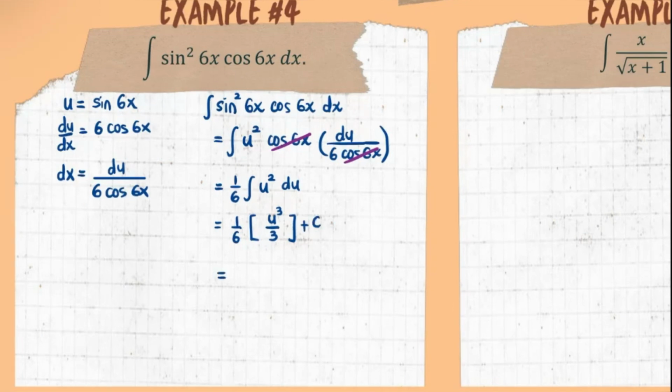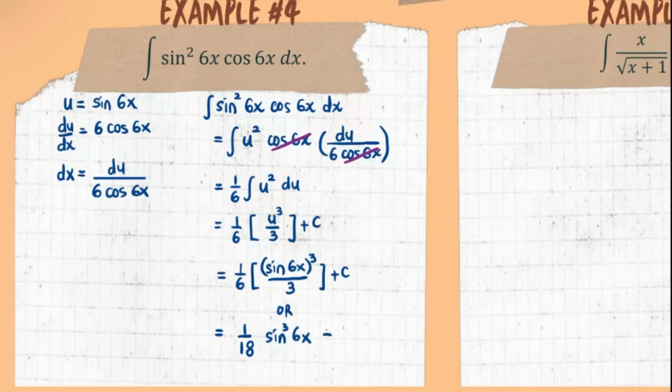And rewrite back in terms of x, it will be sin of 6x to the power of 3 over 3 plus c. Ataupun boleh juga kalau nak tulis dia macam ni. Or your final answer can also be written as 1 over 18, kan? Okay. And then sin to the power of 3 of 6x plus c. So this one is also correct.